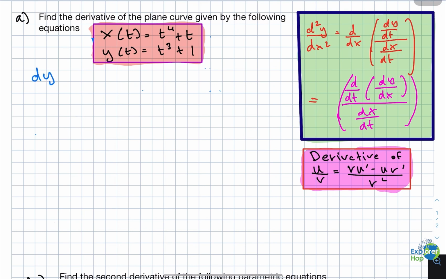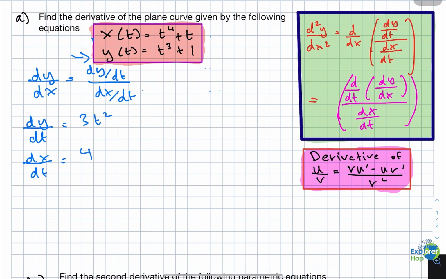We know that dy over dx is basically the same thing as dy over dt divided by dx over dt. So the first thing we have to do is find dy over dt, which is the derivative of y, which would be 3t squared. And the second thing we have to do is find the derivative dx over dt, which is 4t cubed plus 1.